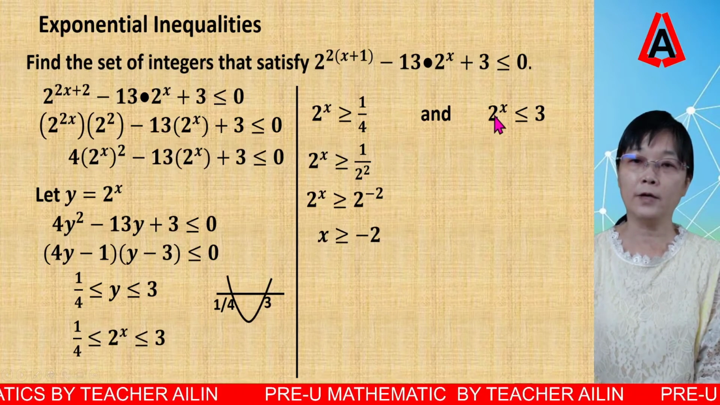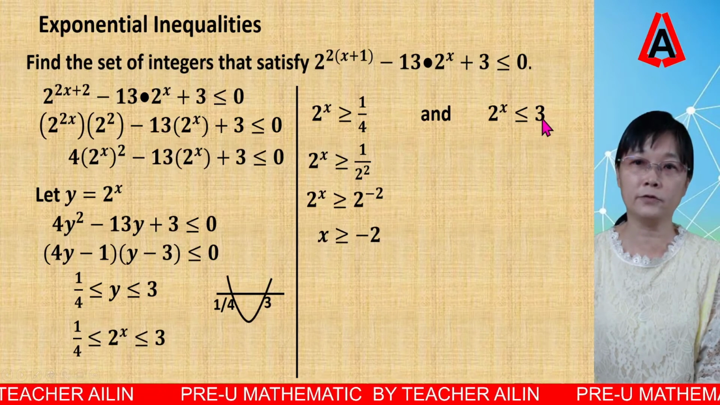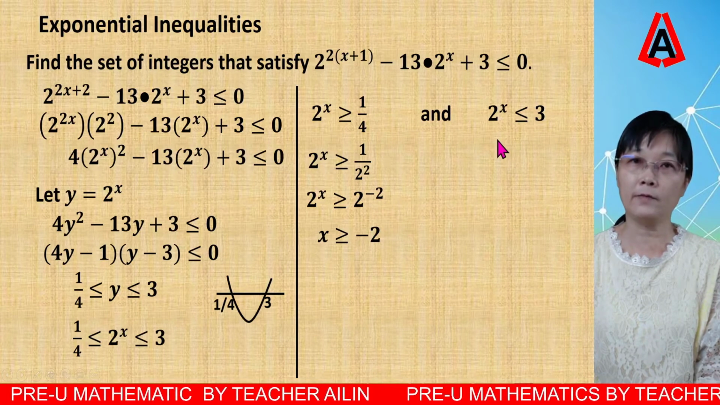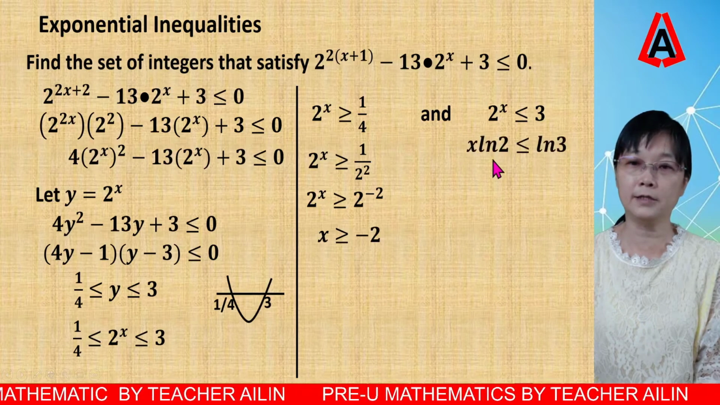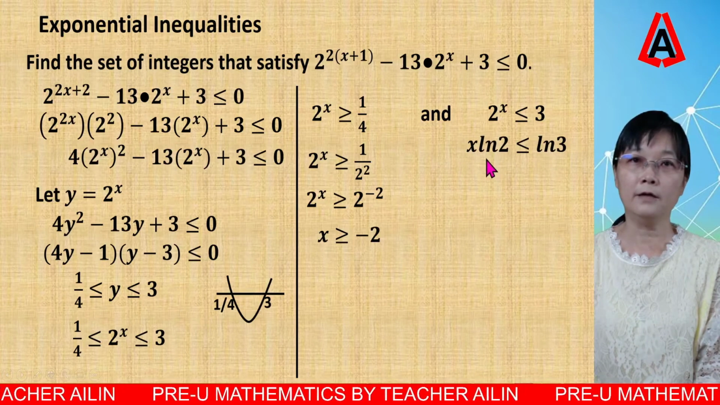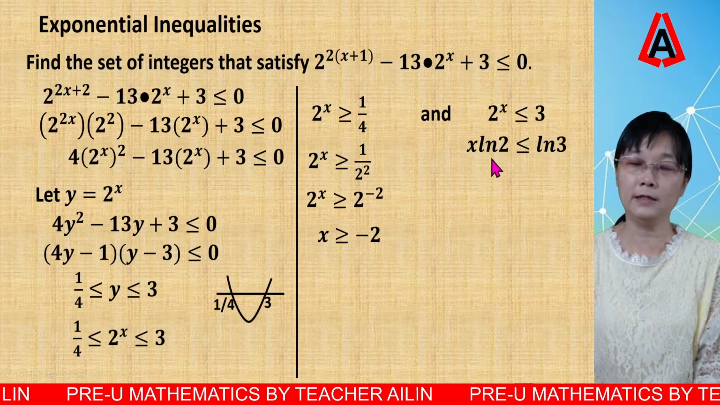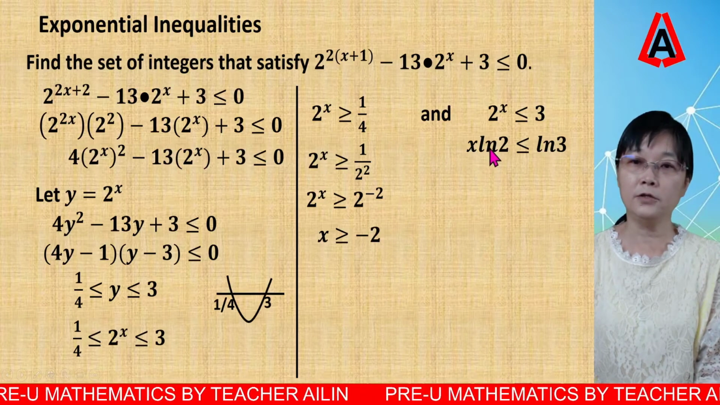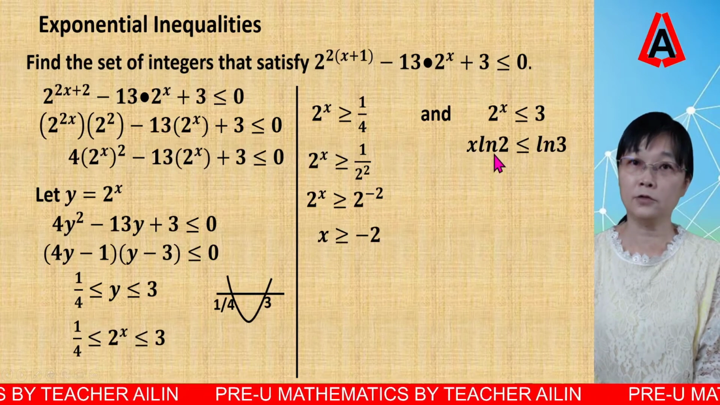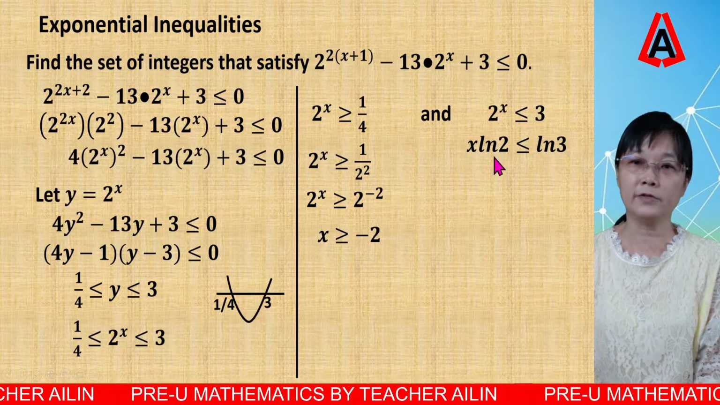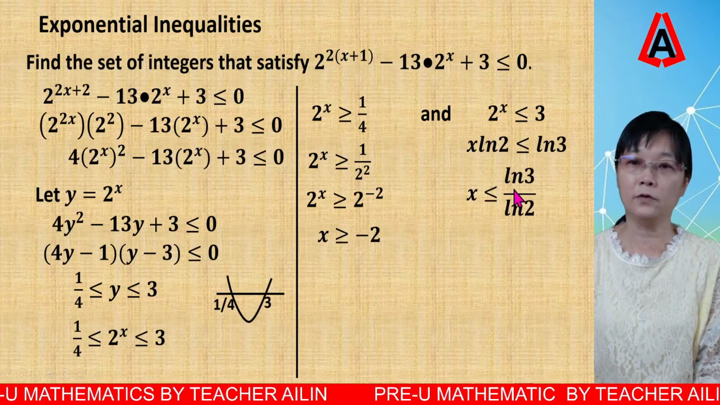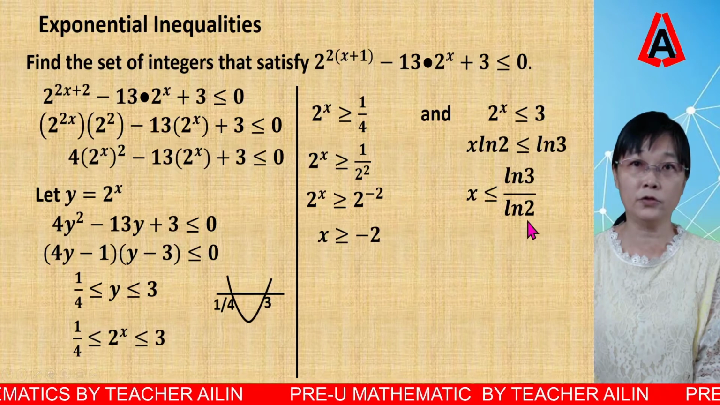Now for the other one, 2 power x less than or equal to 3. To find the values of x, now I'm going to use the logarithm. Here I use ln. Ln is the logarithm with base e. Actually we can use any base, either base 10 or base 2, and you will get the same result. From here, x is less than or equal to ln 3 divided by ln 2.